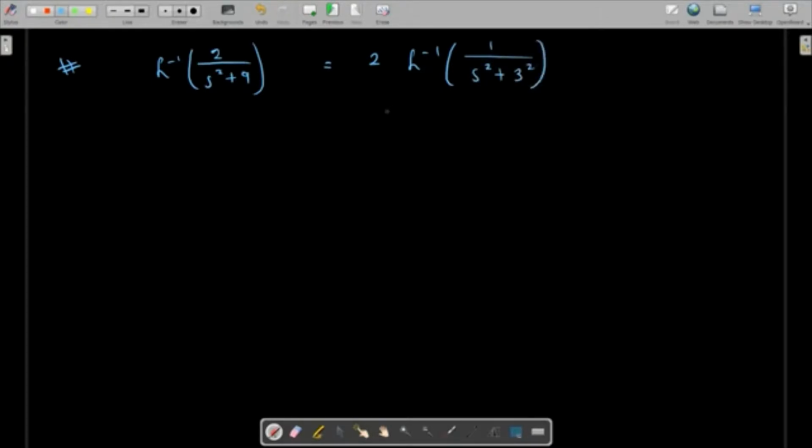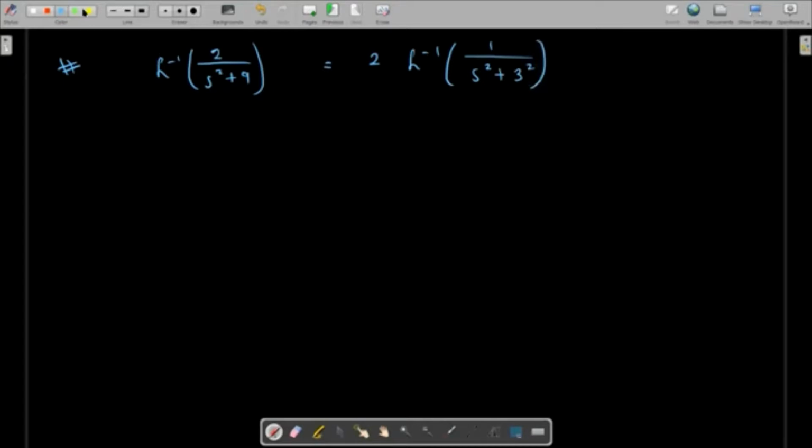Likewise, let's take a couple more examples. So we have over here the inverse Laplace of 2 over s square plus 9. If there's an s square plus 9 like expression in the denominator, we get an idea that it should be either cos or sine. So 2 is a constant, it comes out. So we have 2 times the inverse Laplace of 1 over s square plus 9. 9 can be written as 3 square.